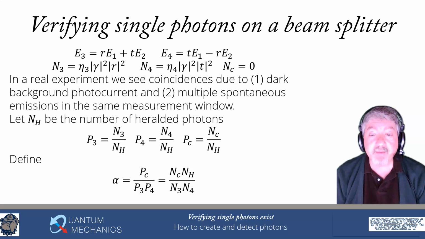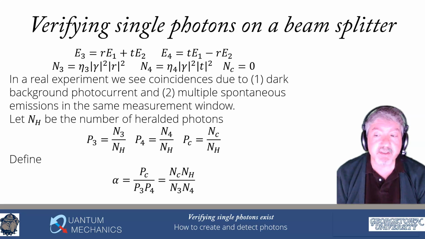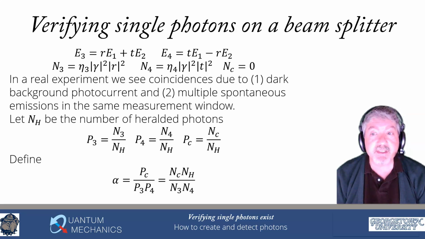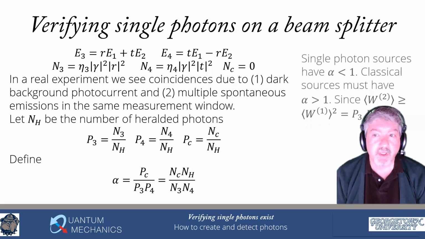We're going to define a parameter alpha, which is the probability for coincidences divided by P3 times P4. If I write that out in terms of these numbers that are measured in a given interval, it's going to be NC, the number of coincidences, times NH, the number heralded, divided by N3 times N4, which are the numbers measured in ports 3 and 4, respectively.